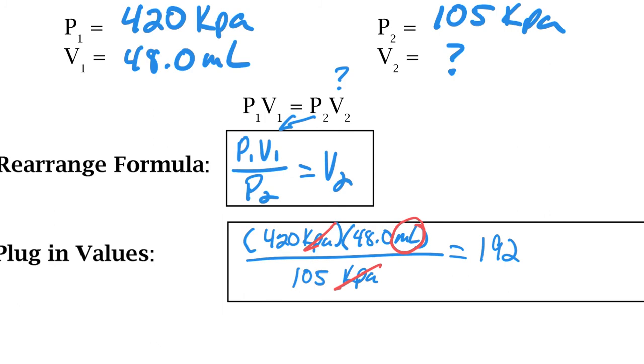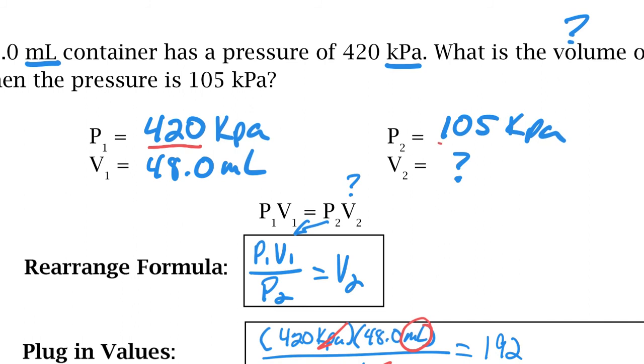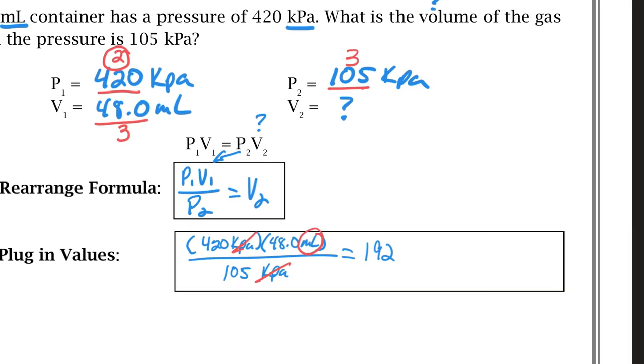Now I have to look at my significant figures, and I need to look at all three of these to determine how many significant figures I need. This number here has 2 significant figures. This one has 3, and this one has 3. So 2 is going to be what I need for my answer. I need to come back down to my answer and round this so it has 2 significant figures. This rounds to 190, and now my unit is milliliters because that's the one I had left.